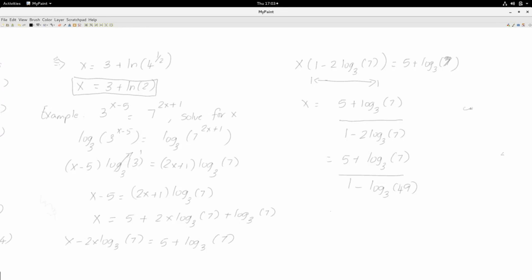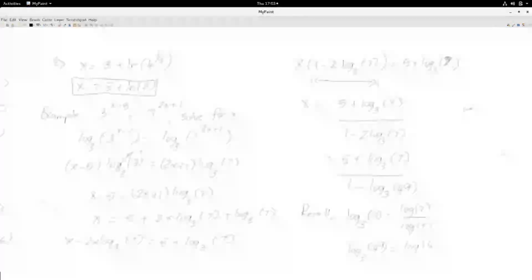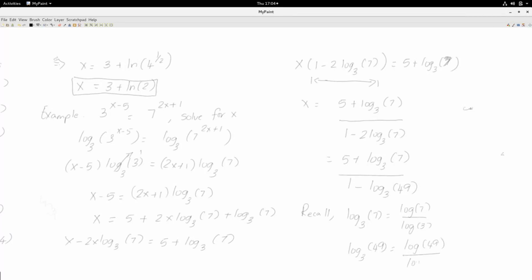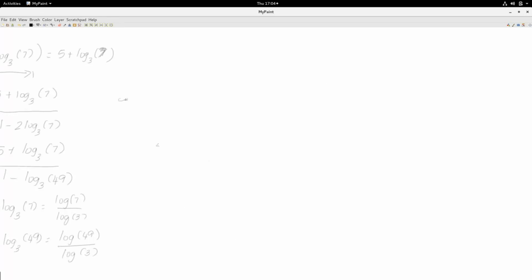You may leave the answer as is, or you could convert it to decimals. You can recall log base 3 of 7 is nothing but log 7 over log 3. Likewise, log base 3 of 49 is log 49 over log 3, both of which can be calculated using a calculator. Go to example 3.